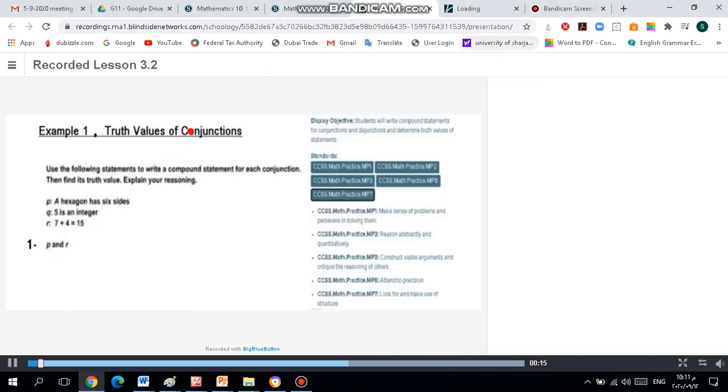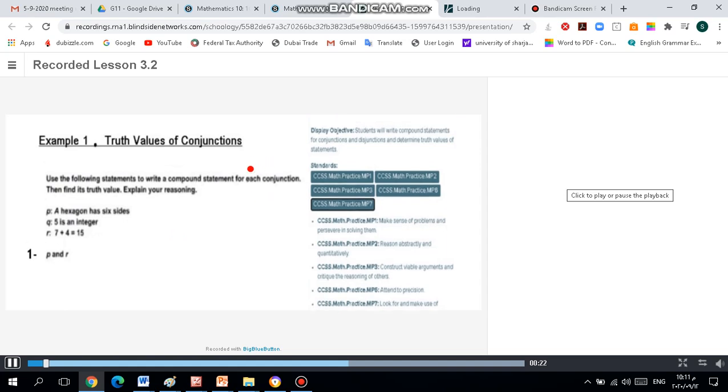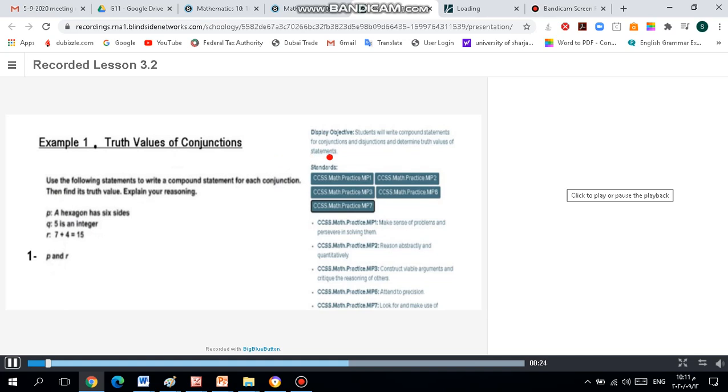I'm going to explain to you the truth values of conjunction. First of all, I will read the objective. You will write compound statements for conjunctions and disjunctions and determine truth values of a statement.